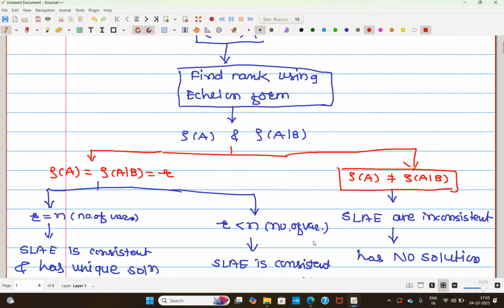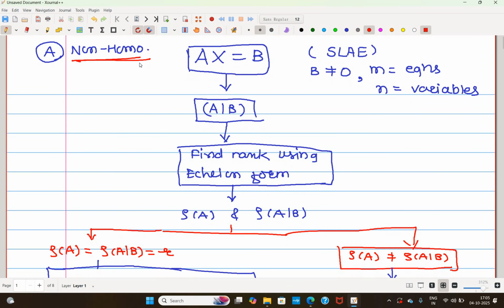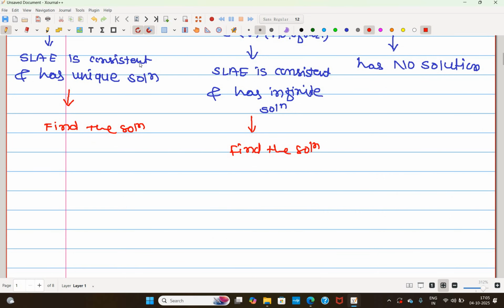So this chart we discussed for what type? Non-homogeneous type, correct? And now for each of these cases, one problem we can solve. Now before we go for the problem solution, let us try to understand a similar tree chart for our second type. What is that second type? I'll just write that down once again. This is type B, which is the homogeneous system of linear algebraic equations.